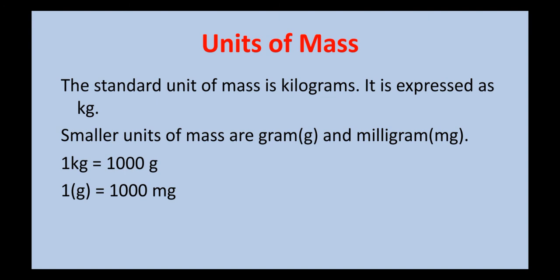Now, let us see the relationship between 1 kg and grams. So, 1 kilogram is equal to 1000 grams. 1 kg is equal to 1000 grams. Now, 1 gram is equal to 1000 milligrams. These are the relationships between the units.